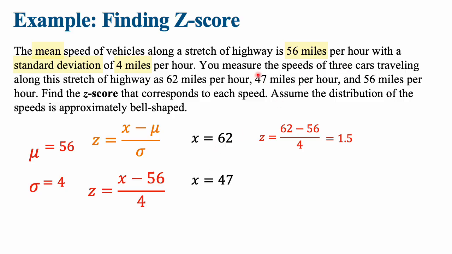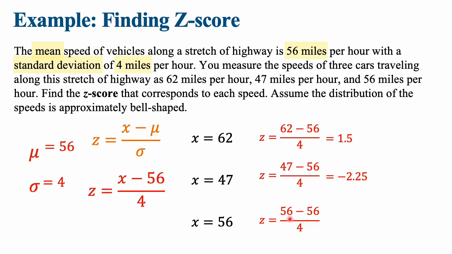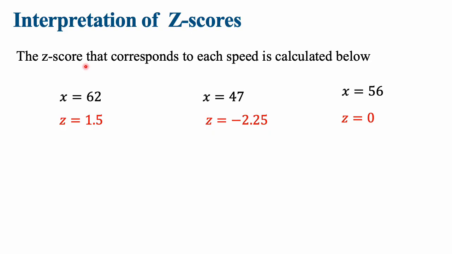Next x value is 47. That's the second car. Z-score is 47 minus 56 over 4, which is negative 2.25. Third one, 56, that's the third car speed. Z is 56 minus 56 over 4, which is 0. That's how to calculate the z-score. Then we'll see how to use z-score in the next one. So the z-score that corresponds to each speed is calculated below.